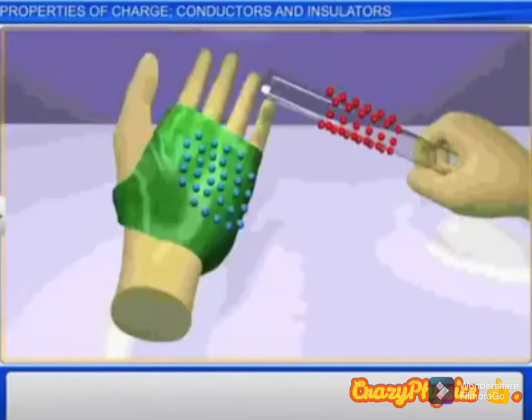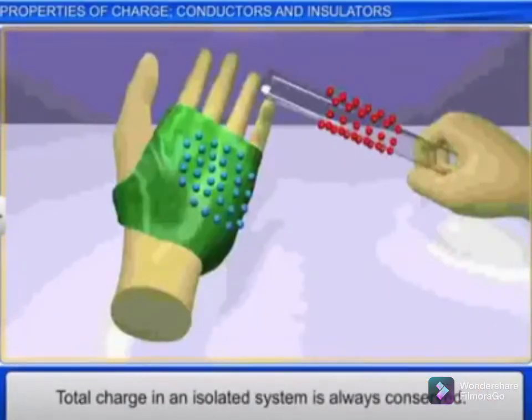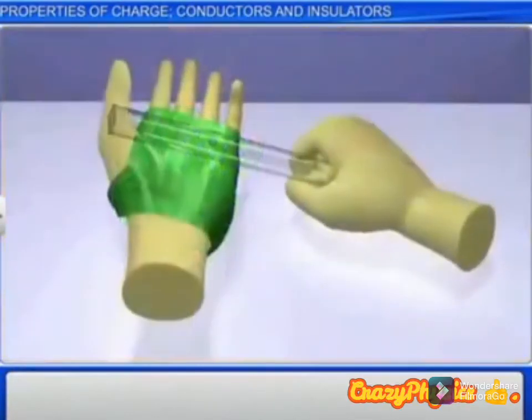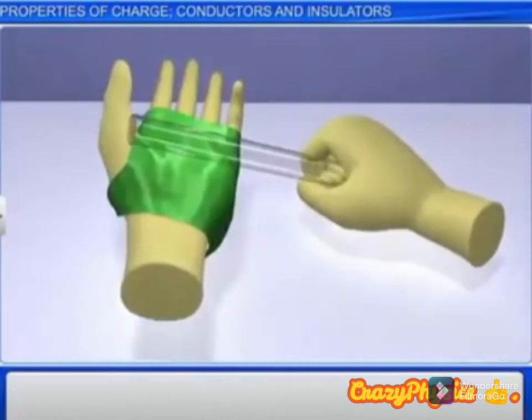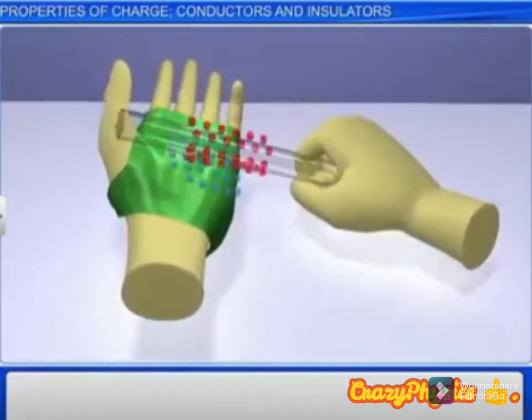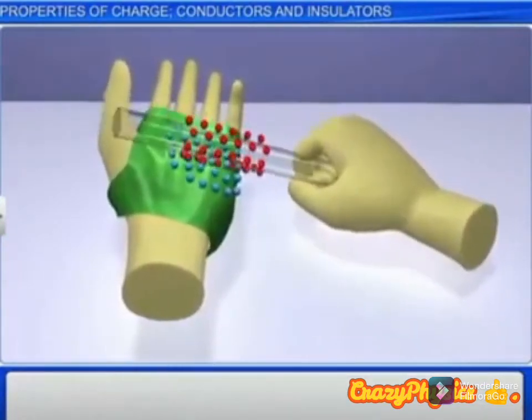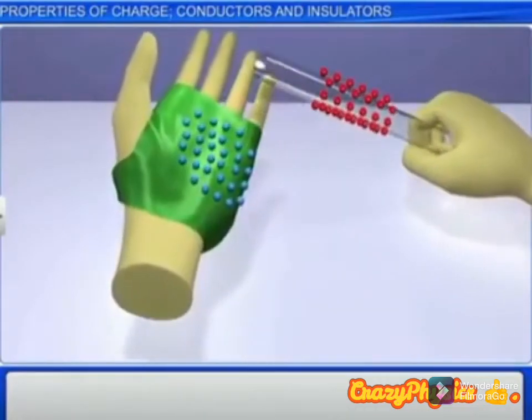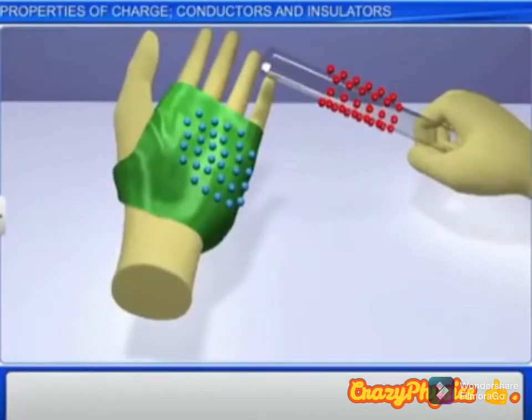Another property of electric charges is that the total charge in an isolated system is always conserved. When a glass rod is rubbed with a silk cloth, electrons are transferred from the glass rod to the silk cloth. Now, both the glass rod and silk cloth are charged. Here, there is only a transfer of charge taking place. Neither is a new charge created, nor is any charge destroyed.